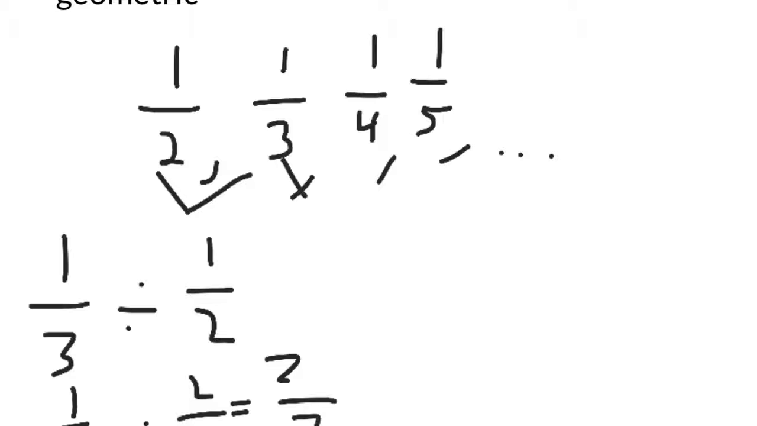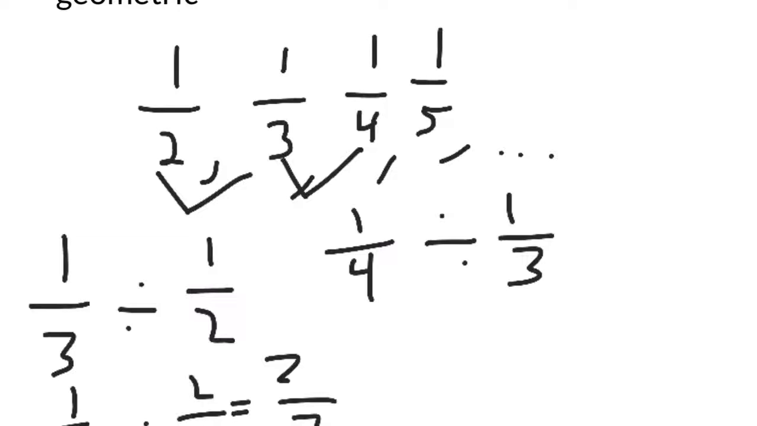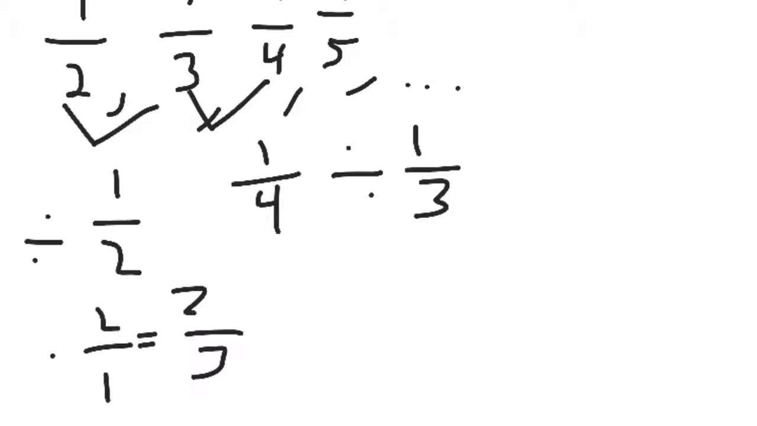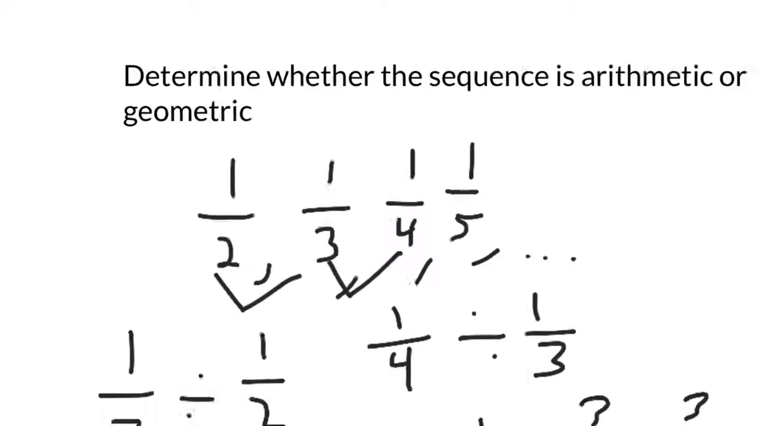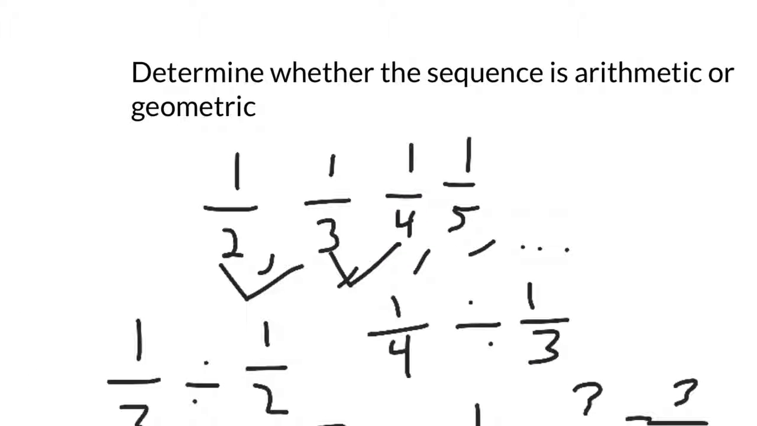Now let's check and see if that same ratio holds for the next set of terms. If you do 1/4 divided by 1/3, take one term and divide by its previous term, it should be the same ratio if it is geometric. And when you do this one out, it's 1/4 times 3/1, so you get 3/4. So clearly they're different. 2/3, 3/4, they're not going by the same amount. So the question is, was it arithmetic or geometric? The answer is neither.